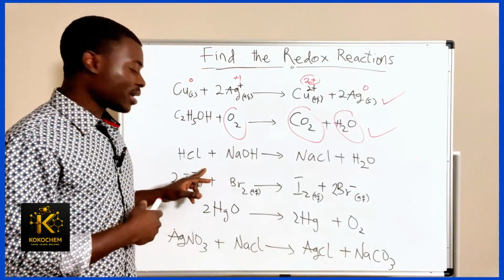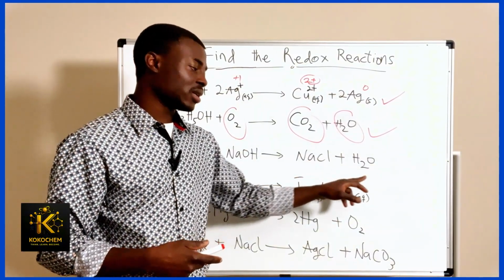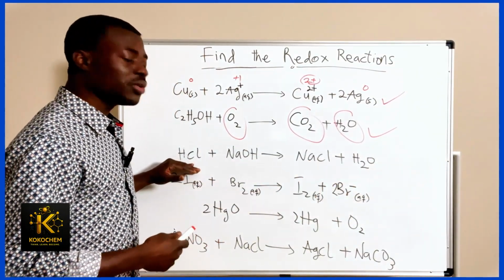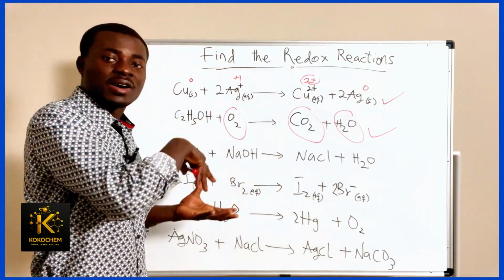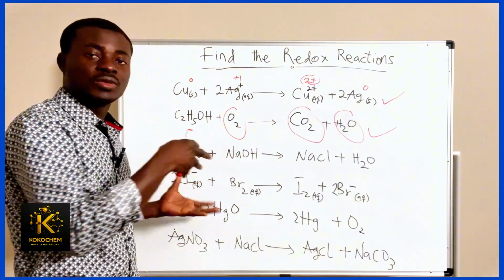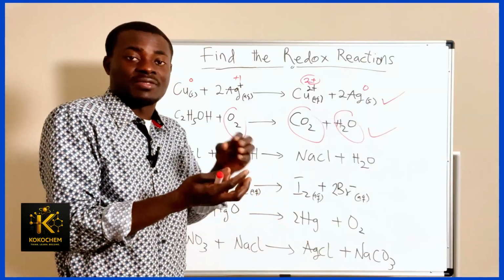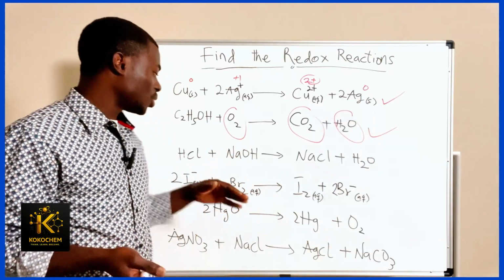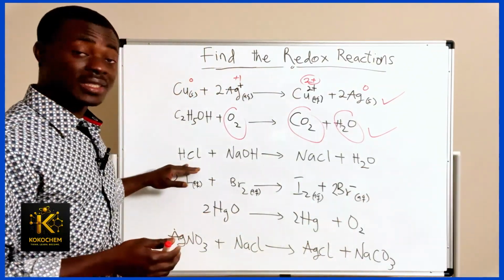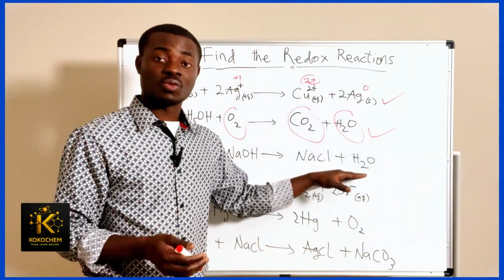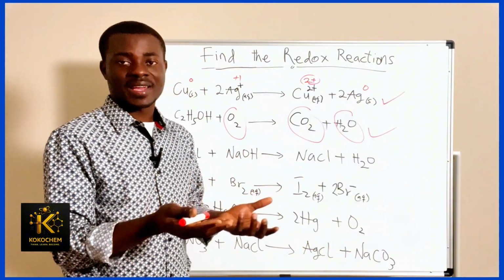The next reaction, we have HCl reacting with sodium hydroxide to give you sodium chloride and water. Notice that we don't have any pure element on either side that is found inside of a compound on both sides. All of these are compounds. They are not a pure element that is found inside of a compound. So this reaction is not a redox reaction. Reacting an acid and a base to form salt and water is a classical example of a neutralization reaction.